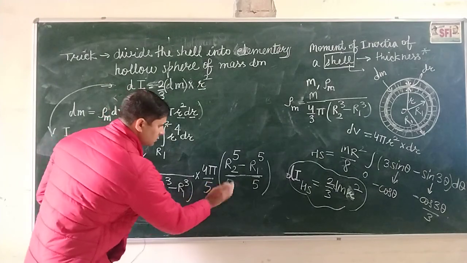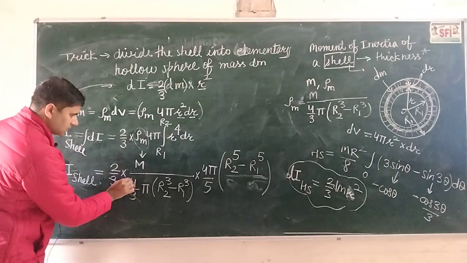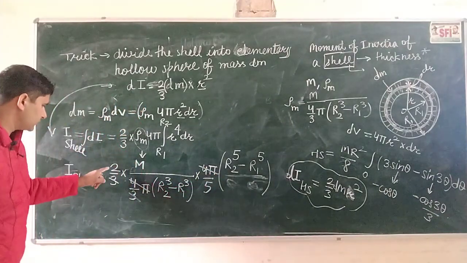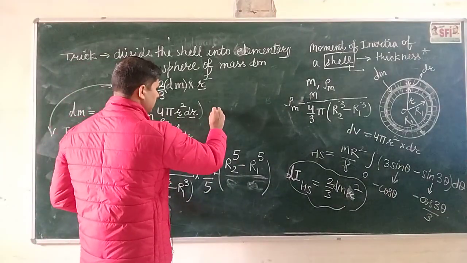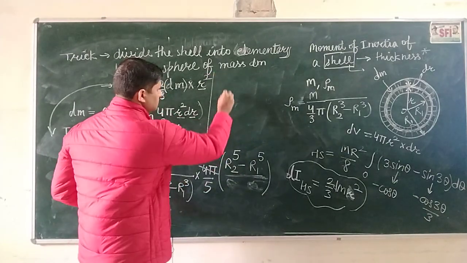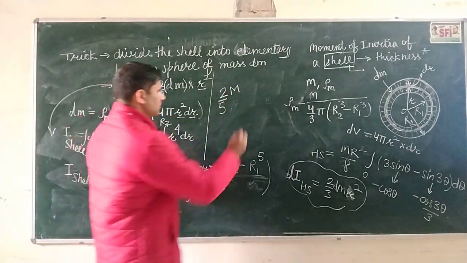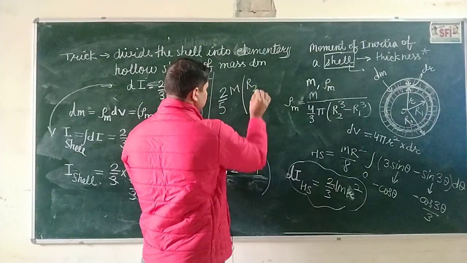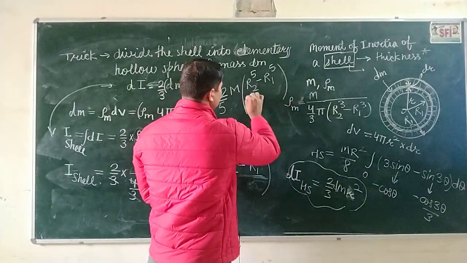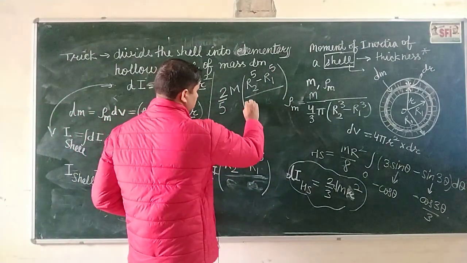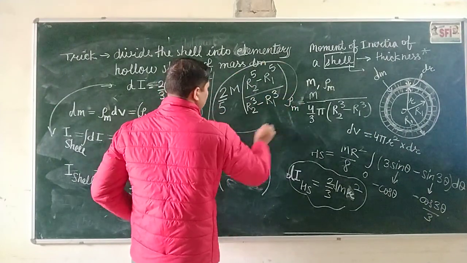If you simplify it, then 3 will cancel, 4 pi will cancel here, and you are left with 2 by 5 into mass. So I am writing the relation here. The final relation will be 2 by 5 mass of the shell, and then you will get a factor r2 raised to power 5 minus r1 raised to power 5, divided by this factor, r2 cube minus r1 cube. So this is the moment of inertia of a shell.